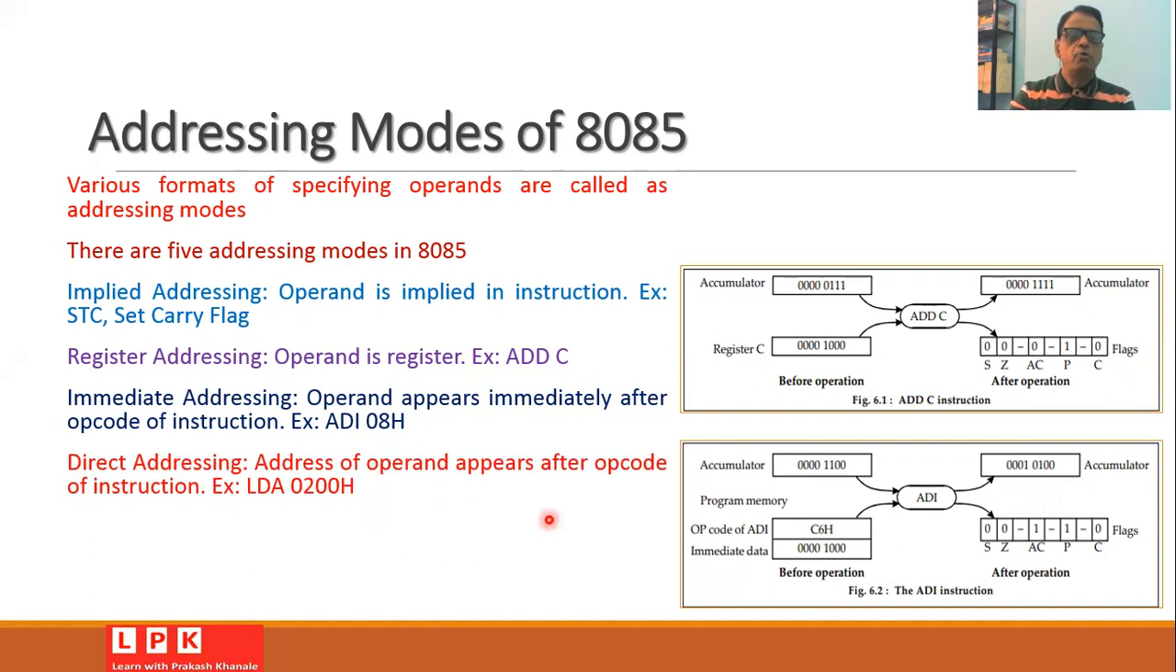There is another addressing mode, and this addressing mode is called the direct addressing mode, where the address of the operand will appear after the opcode of the instruction.